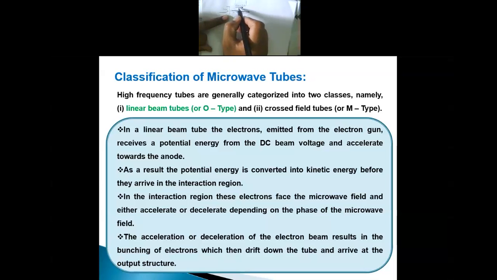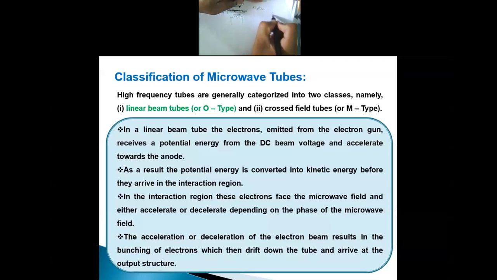And this field is axial. Okay, this field is parallel, or we can say it is a linear one. This electric field and magnetic field are linear. That's why it is called a linear beam tube. And then a cross field tube means what? Electric field and magnetic field will be perpendicular. So we'll see that a linear tube example we can use is the klystron.